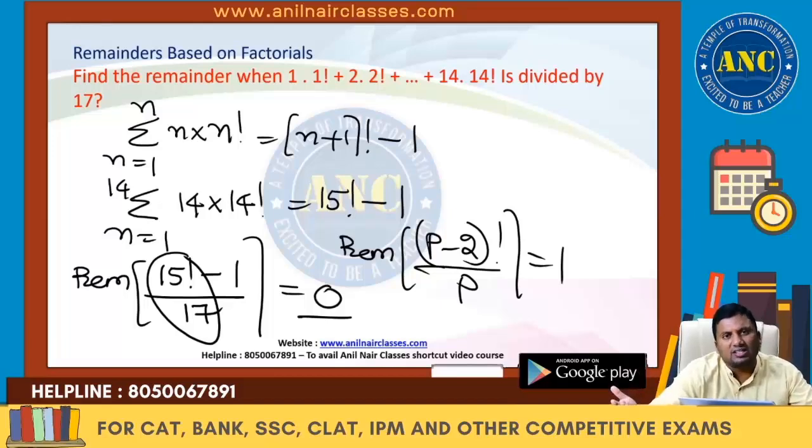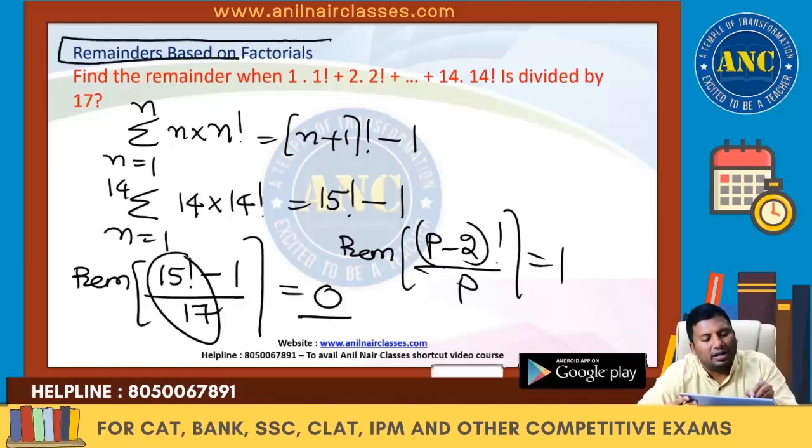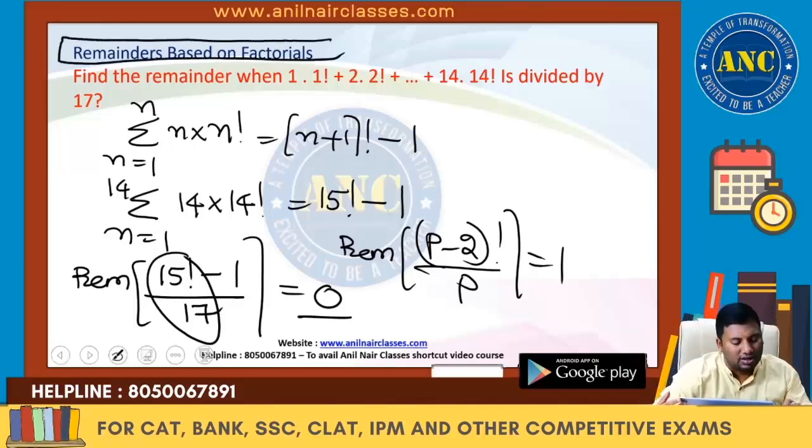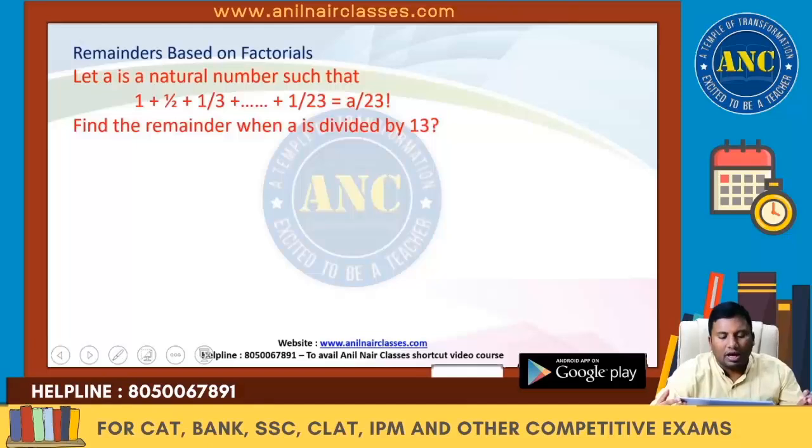In the previous question it was p minus 1 factorial by p. Now the question is p minus 2 factorial by p. A variety of questions we are solving under that subtopic, remainders based on factorials. I hope it is clear.